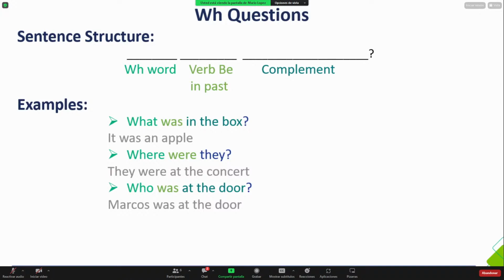Who was at the door? ¿Quién estaba en la puerta? Marcos was at the door. Marcos estaba en la puerta.